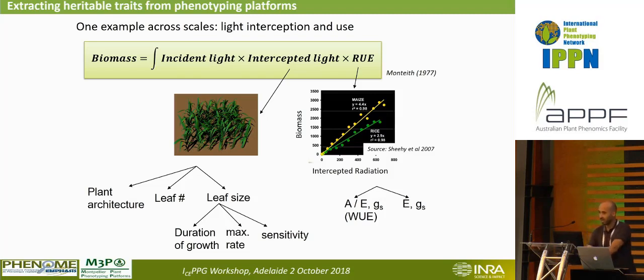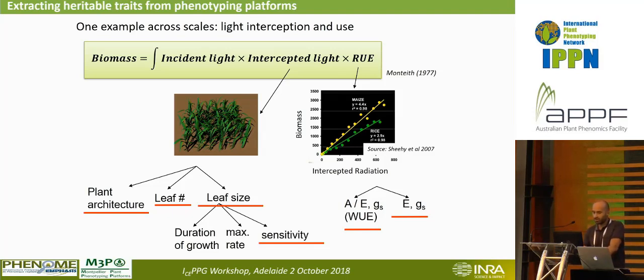For example, intercepted light depends on the leaf area. We can say that leaf area also depends on the architecture and the canopy size, and the canopy size depends on the number of leaves, how big those leaves are, which is the rate of growth of these leaves, and the sensitivity of these leaves to the environment. And similarly, radiation use efficiency, which is mainly driven by gas exchange, we can define it as other terms.